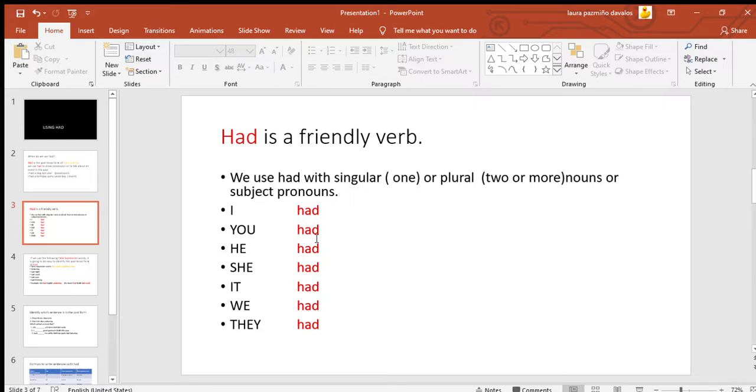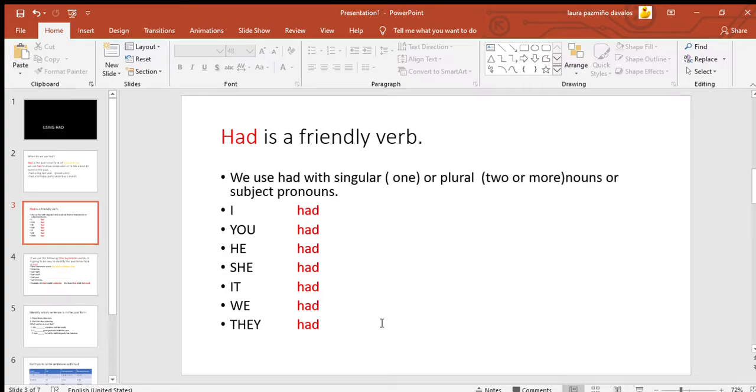As you see in this picture, had is the same with every single subject pronoun. There is no change. See? No change. So if we combine with the subject pronouns, we have I had, you had, he had, she had, it had, we had, they had. There is no change.